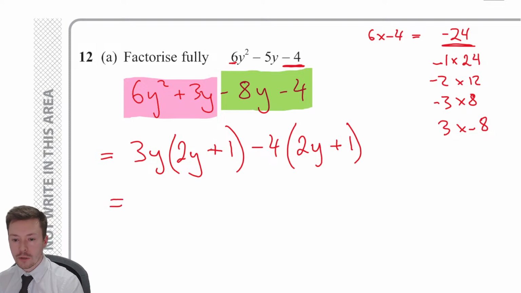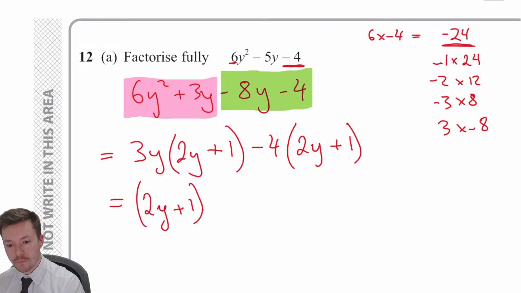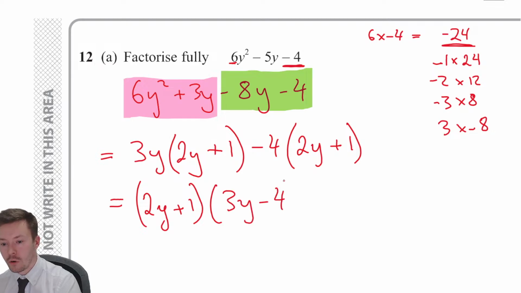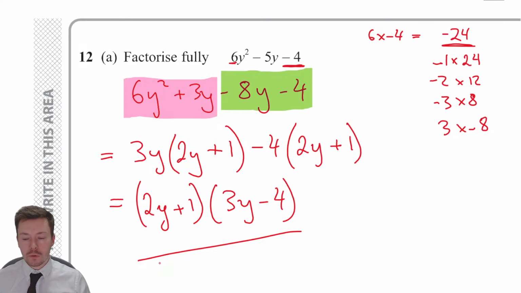Then I'm going to factorize the whole bracket out, that 2y plus 1. That's going to come to the front. We're going to get this. And then, excuse me, outside of the brackets, we've got 3y minus 4. Let's put that in a bracket. 3y minus 4. And that's it. Okay. So that's how you explode or split the middle.